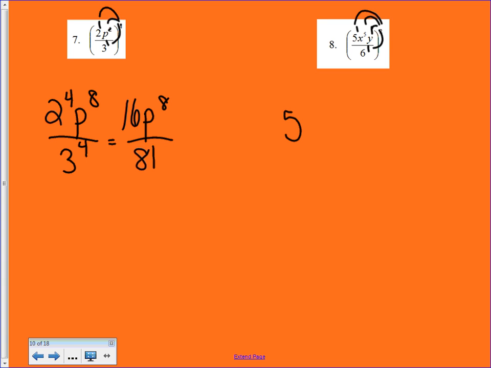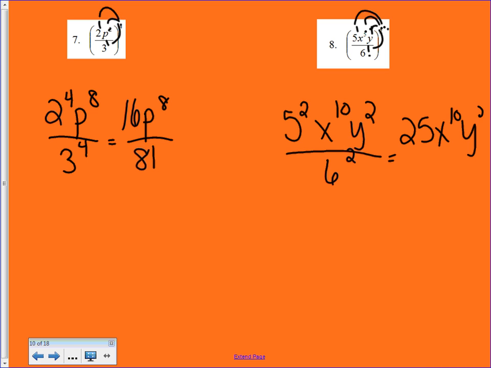1 times 2 is 2. 5 times 2 is 10. 1 times 2 is 2. And lastly on the bottom, 1 times 2 is 2. So now I want to go through and simplify this out a little bit. I know that 5 squared is 25, and then I have x to the 10th and y squared, divided by 6 squared, which is 36.